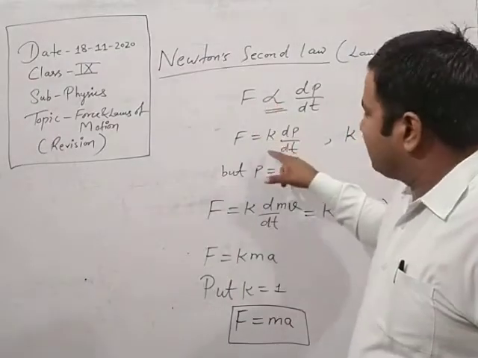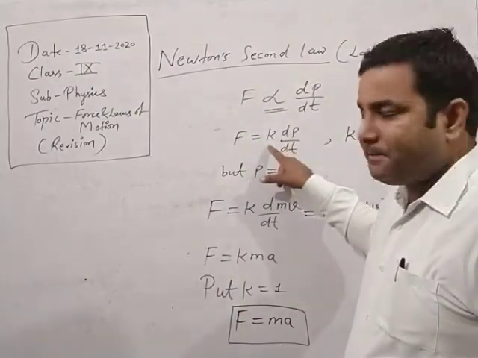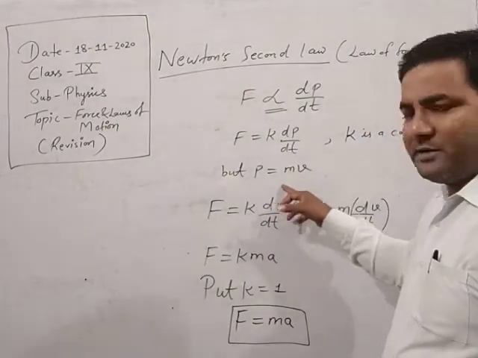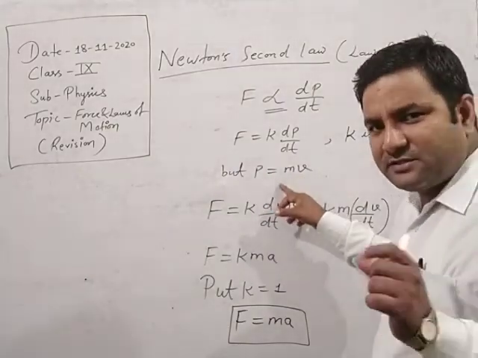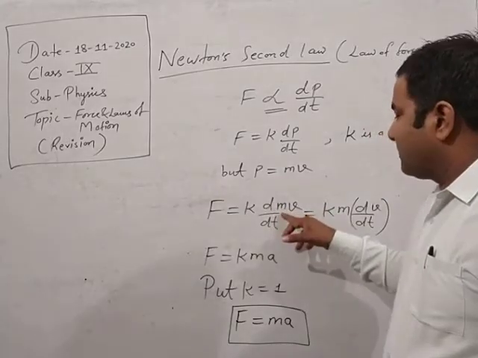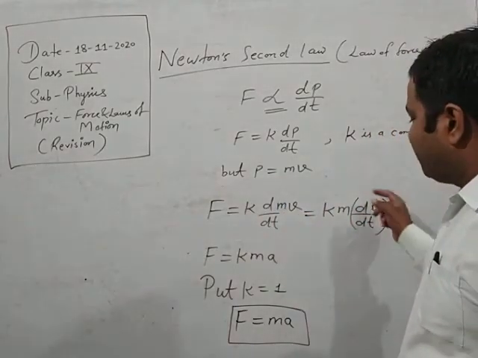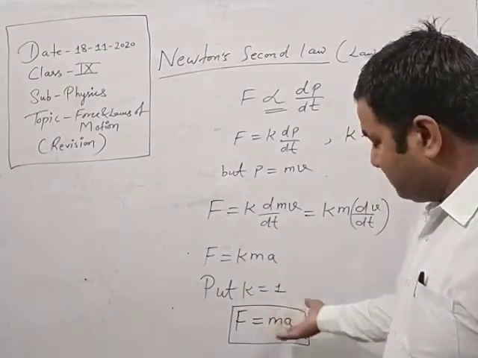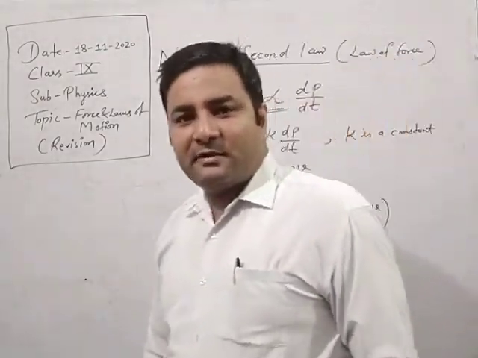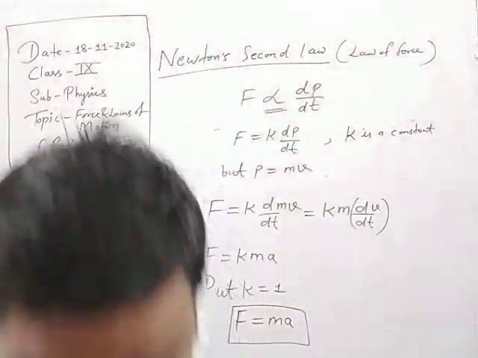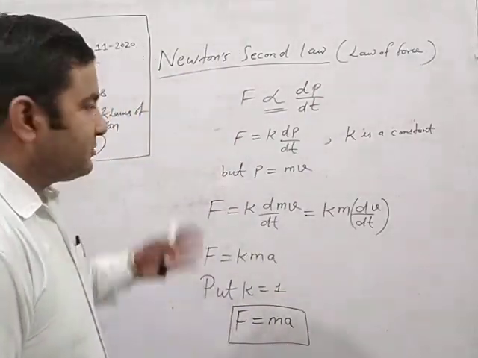So the statement: the time rate of change of momentum is directly proportional to applied force. Then replacing the proportional symbol using a constant k, and p is equal to mv, momentum is mass into velocity. So m is a constant term, taken out, km and dv/dt. dv/dt means acceleration. So we finally got the result, F is equal to ma. And after Newton's second law, the last one is Newton's third law. Just note down now.